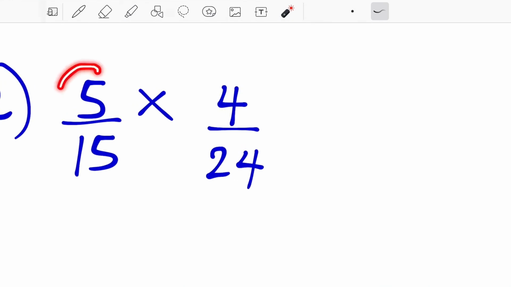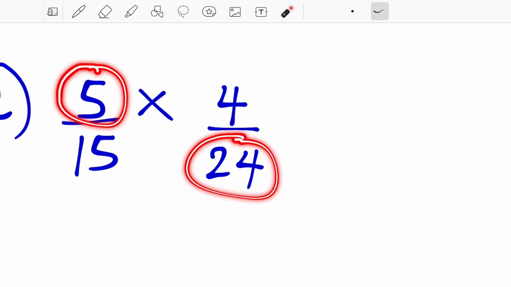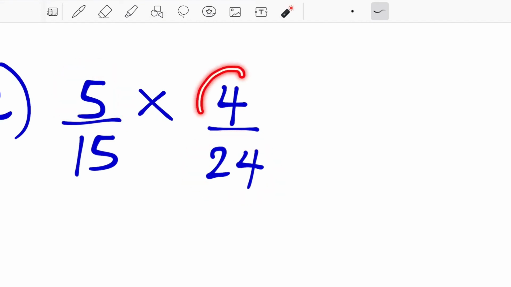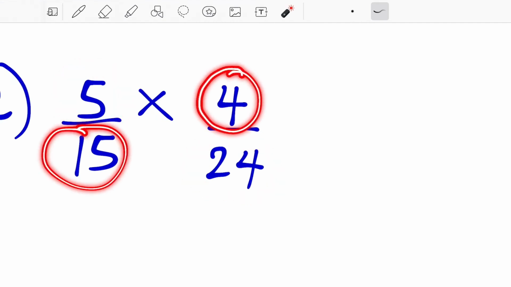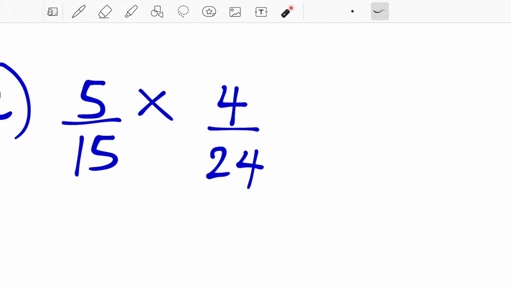So can 5 go into 24? No. Is there any number that can go into 5 and 24? No. Similarly, there's no number that can go into 4 and 15. So remember, it's not only diagonally we cancel, but we can also reduce the fractions, meaning cancel vertically.